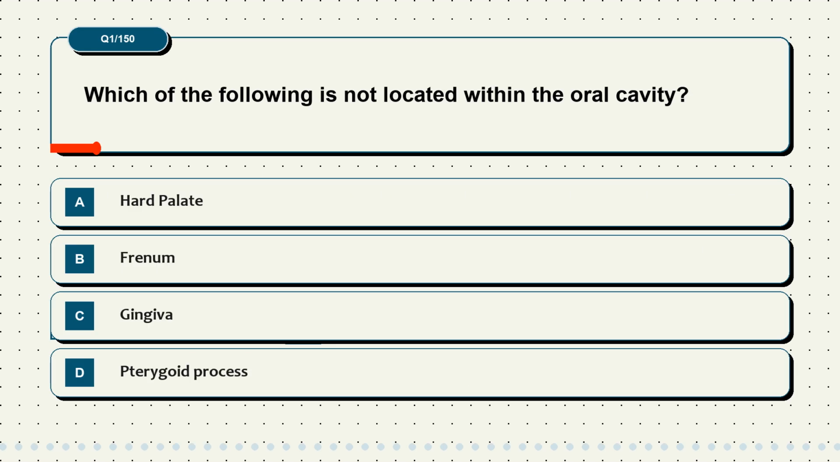Question 1. Which of the following is not located within the oral cavity? Here are the options. Option A. Hard palate. Option B. Frenum. Option C. Gingiva. Option D. Pterygoid process.